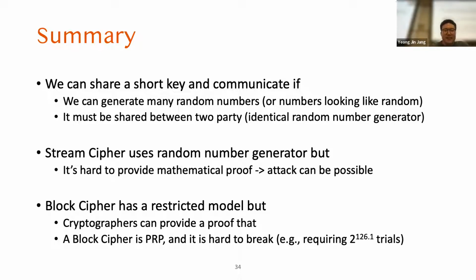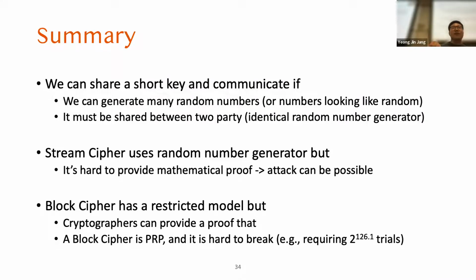But the stream cipher was designed to have some magical thing, the random number generator shared among the two parties. But the problem of that approach was it's very hard to give the mathematical proof. So these were broken in reality. So cryptographers designed the block cipher, and the block cipher has a restricted model, encrypting just one block to the other block. By doing so, they can reduce the model to a simpler one, and that's why they can provide some of the proof.